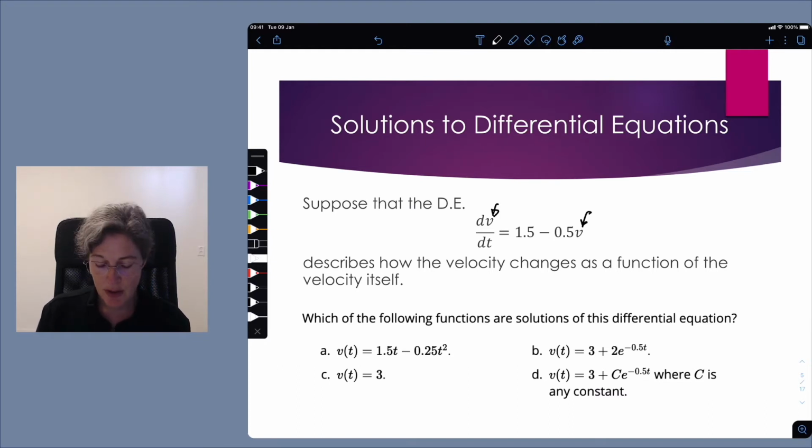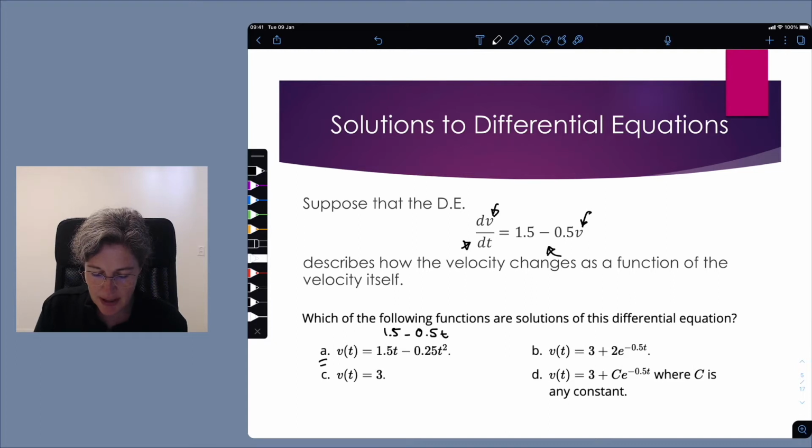So take a moment to figure out for yourself which of the following functions are solutions of this differential equation. So remember we talked about how to check that. You plug in your velocity and check that if you take the derivative, you get the same thing as you get on the right-hand side if you plug it in. So I think if we take the derivative of our first, of a, then we would get 1.5 minus 0.5t.